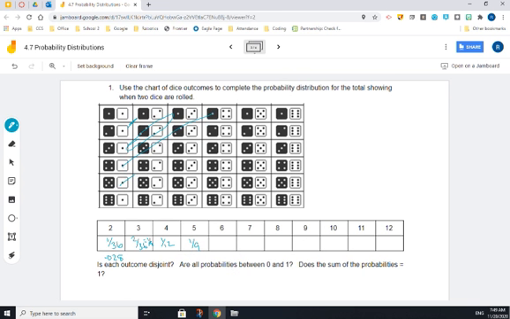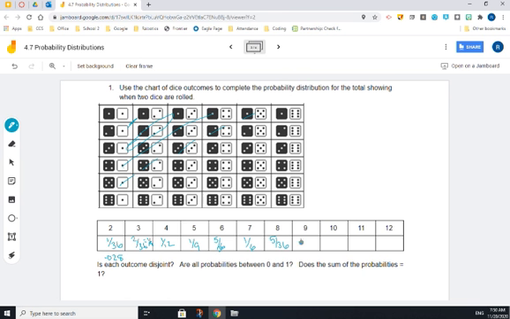Okay, for 6's, there's this box, this box, this box, this box, and this box. And so there's 5 out of 36. Okay, that doesn't reduce. Okay, for 7's, you should have counted 6 different outcomes that would give you a 7. So notice these all kind of lie along diagonals. That kind of helps a little bit. Okay, for 8's, we end up with 5 out of 36.